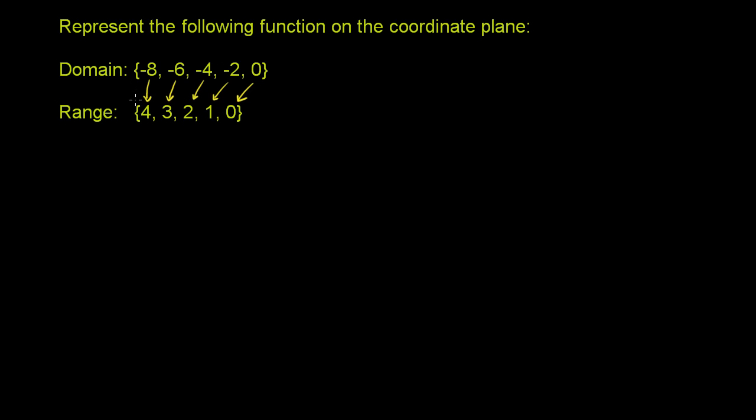Because you could have another function with this exact same domain and this exact same range where the mapping is different, where -8 maps to 3 and -6 maps to 4. So this domain and this range could be for many different functions. But when they say represent the following function, I'm assuming they want us to assume that the pairing is kind of in order. So let's just graph this function, or represent it using their terminology.